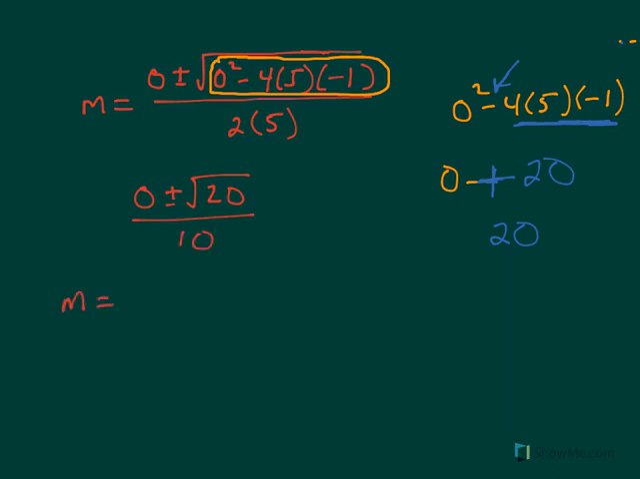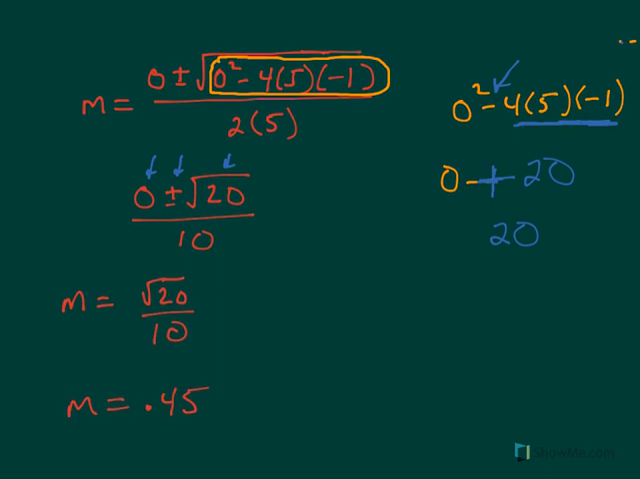And if we work out each possible path, 0 plus the square root of 20 would just be square root of 20 divided by 10. And then you want to work that on a calculator. And you should get 0.45 if you round to 2 decimal places.